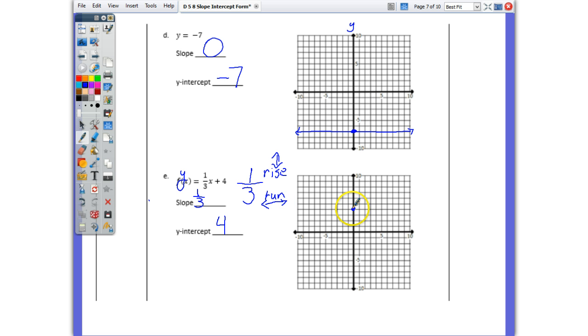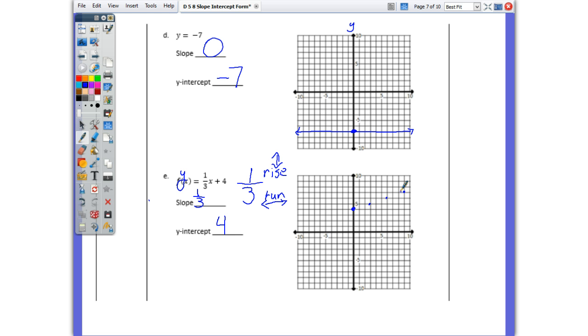Okay, so where do you want me to go? Over 3, up 1. Up 1, over 3. Up 1, left 3, or left 3, up 1? Does it matter? No. If I go right 3, up 1, I'd be here. If I go up 1, left 3, I still end up here. So right 3, up 1, or maybe you like to go up 1, left 3, whatever you want.